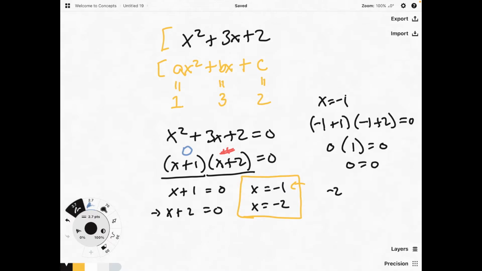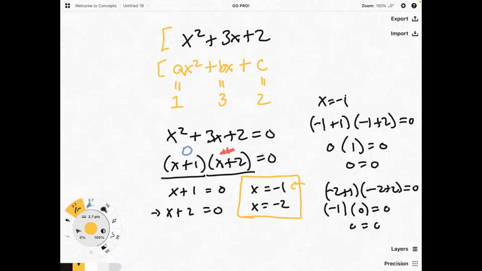If we want to check our next answer, we would plug in the -2 for x, so we get -2 plus 1 multiplied by -2 plus 2, and that's supposed to equal 0. We get -1 multiplied by 0, which gives us 0, and then we understand that 0 equals 0, and therefore we have confirmed that this answer is also correct.